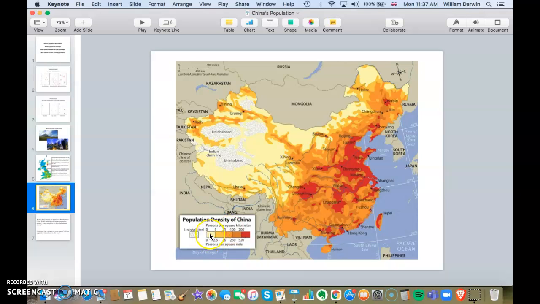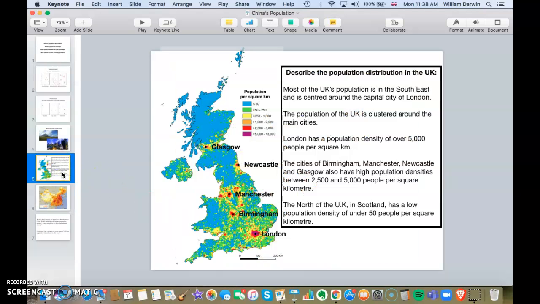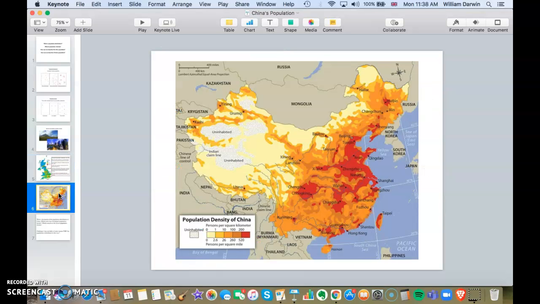So areas that have got a light yellow colour are going to be, again, a very low population density, and the areas that have got a dark red colour are going to be a high population density. So using my example, I've shown you how to describe the population distribution in the UK. I would like you to describe, in your own words, the population distribution in China.